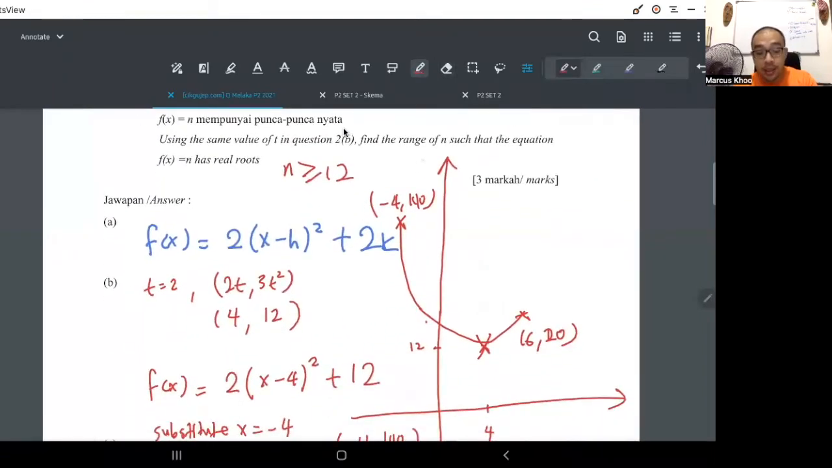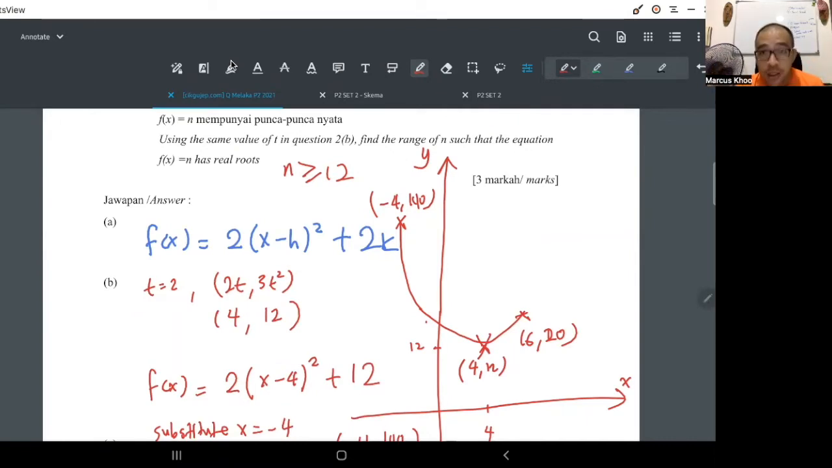And it is a sketch. It is only a sketch. Minimum is 4 and 12. So it is only a sketch, so it doesn't have to be that, why is this 12 and 140 so far apart. It is only a sketch.